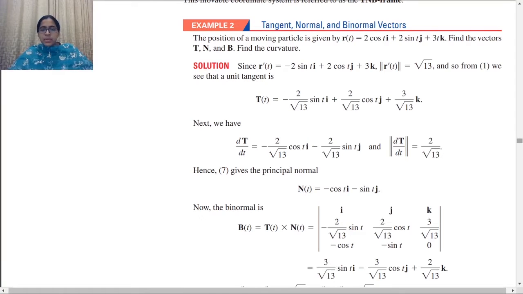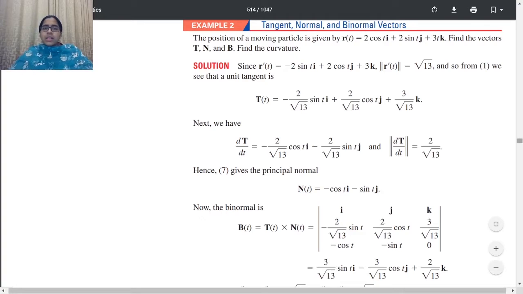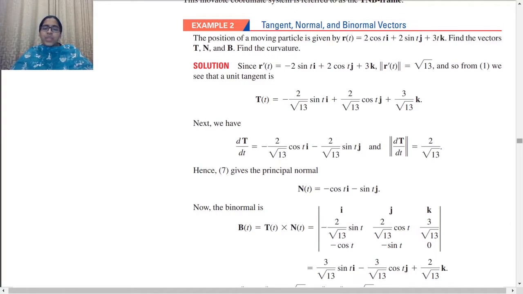Next, we'll do an example. The example is to find the vectors T, N and B, and also the curvature of the particle whose position is given by r of t is equal to 2 cos t i plus 2 sin t j plus 3t k. From r of t, we can find r dash of t, that is the derivative, minus 2 sin t i plus 2 cos t j plus 3k. And what will be the magnitude? The magnitude will be 2 squared plus 2 squared plus 3 squared, that is root of 13.